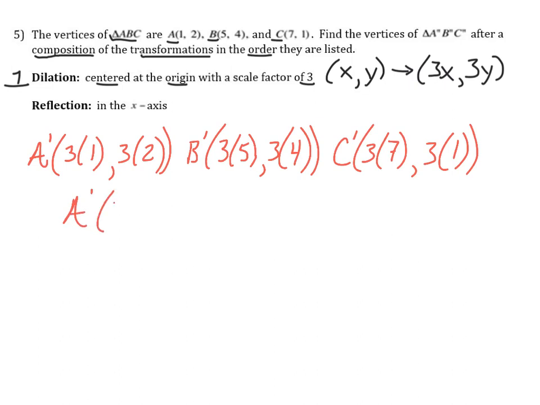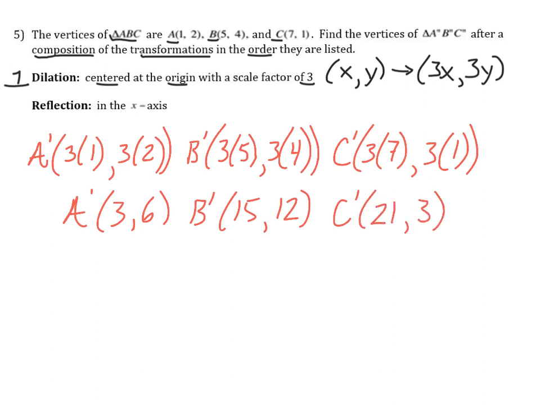So A prime is going to end up at 3, 6. B prime is going to end up at 15, 12. And lastly, C prime is going to end up at 21, 3. Okay, next thing I want to do is reflect all of these over the x-axis. So this is my second transformation.